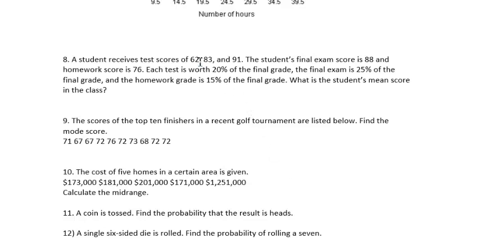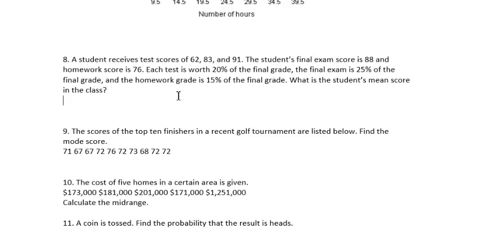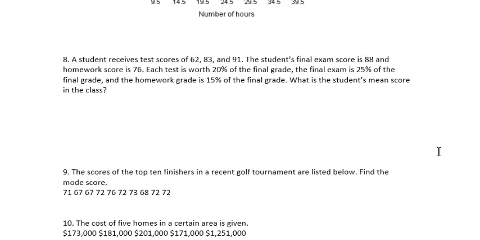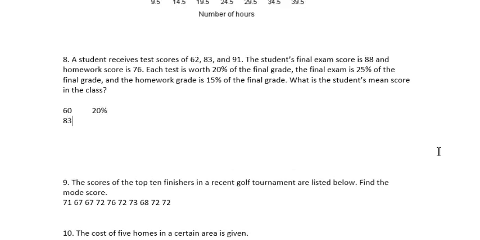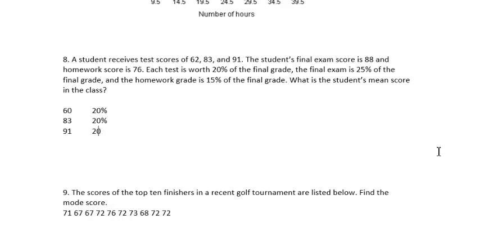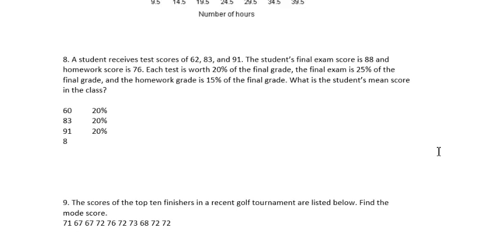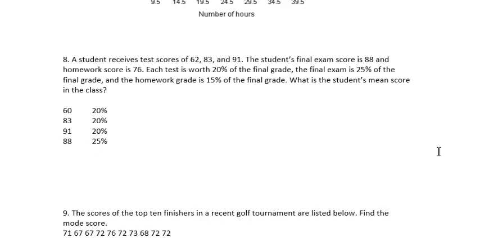Okay, let's take a look at number 8. A student receives test scores of 62, 83, and 91. The final exam score is 88, and the homework score is 76. Each test is worth 20%, the final exam 25%, and the homework 15%. What is the student's mean score for the class? Mean is the average, and you have to weight each thing by what the problem tells you to. So over here, we'll take the 3 scores. We have 60, which counts at 20%. We've got an 83, which also counts for 20%. Then we've got 91, which also counts for 20%. Those are the 3 exam scores. Then we have the final exam score, which was 88. That counts for 25%. And then the last one is 76, which counts for 15%.